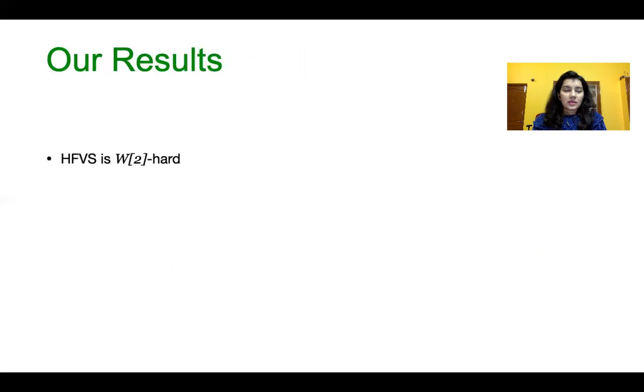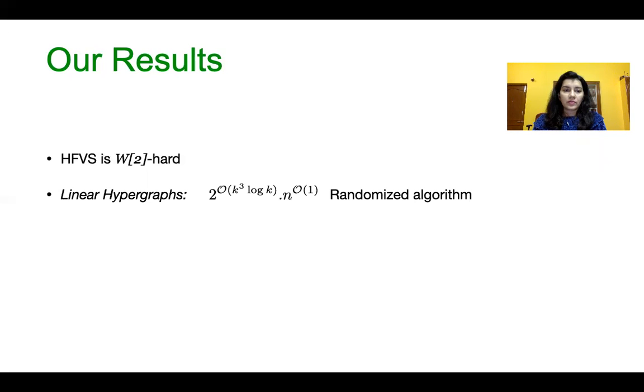So our results are like this. General HFVS is W[2]-hard, whereas for linear hypergraphs, finding a feedback vertex set admits an FPT randomized algorithm with such a running time. And for d-hypergraphs, we again have an FPT algorithm, this time a deterministic one, with the running time as this one.